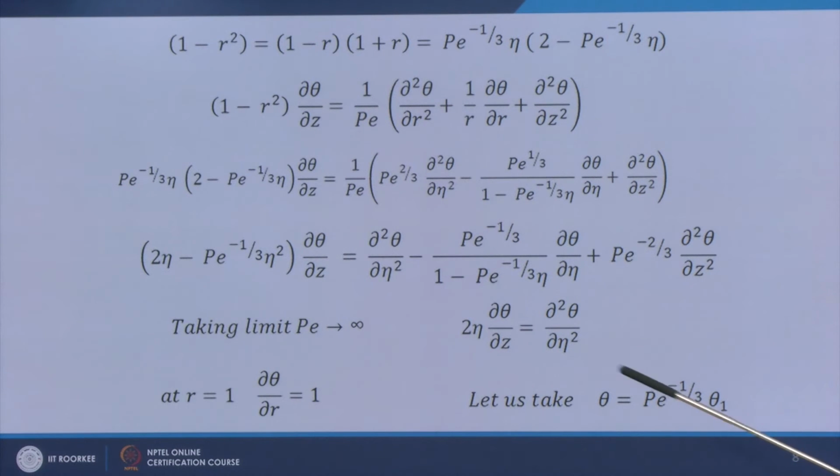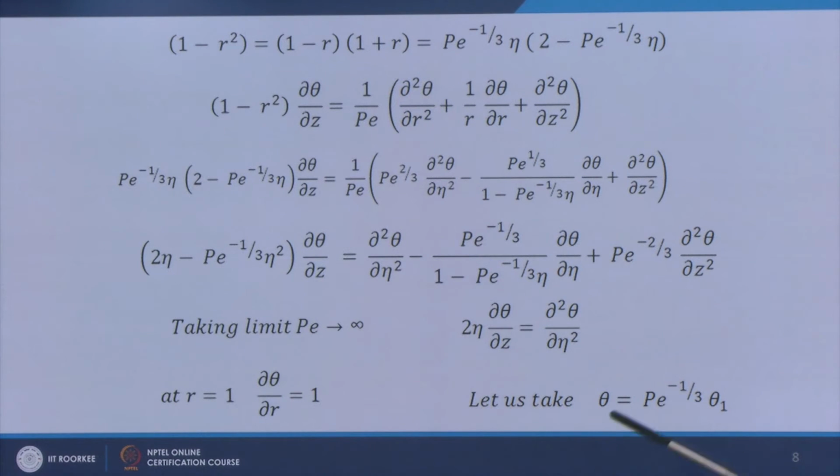This will not change the equation, because in the equation both the sides have theta. So, this Peclet number to the power minus 1/3 can be cancelled from both the sides, but it will definitely help in the boundary condition, because in the boundary condition we have Peclet number to the power 1/3 into del theta by del eta equals to 1. So, once we put theta 1 equals to theta by Peclet number to the power minus 1/3, those Peclet number to the power 1/3 and Peclet number to the power minus 1/3 will cancel out and it will become simplified.